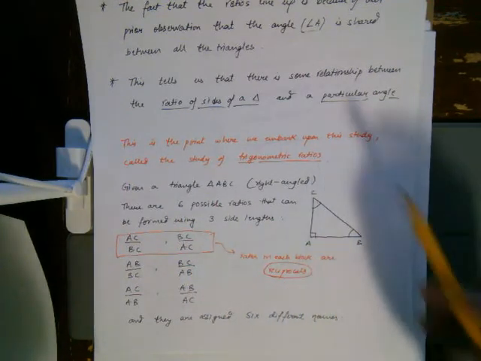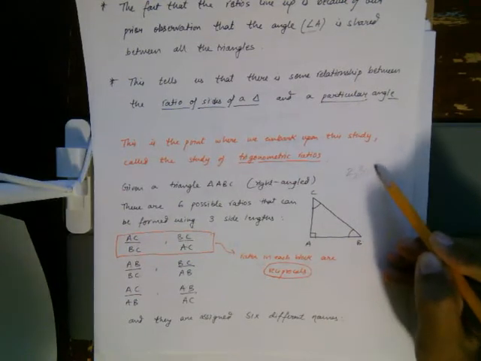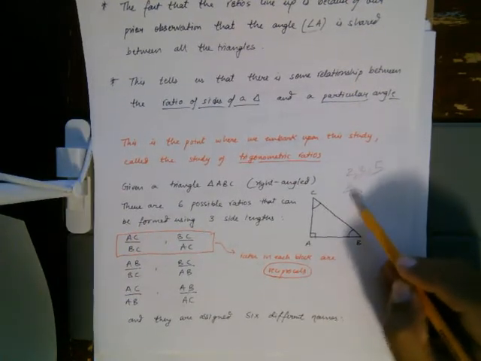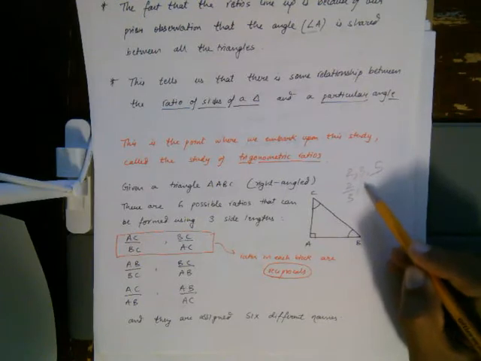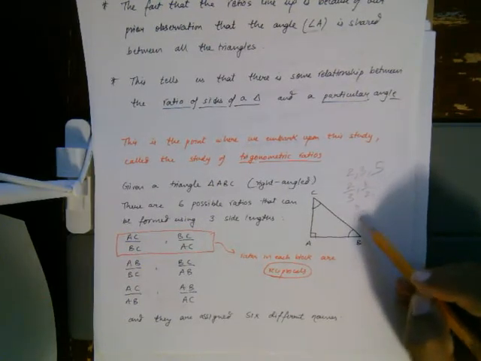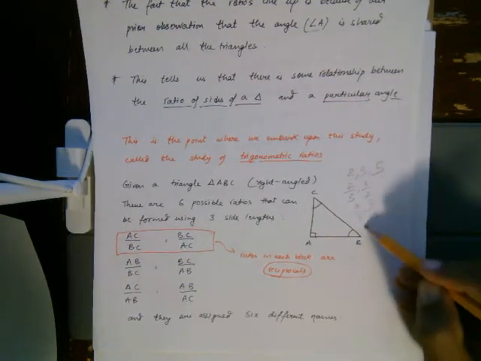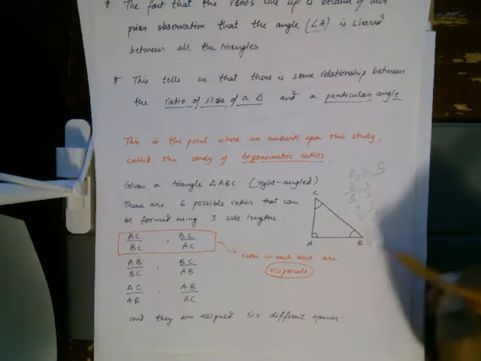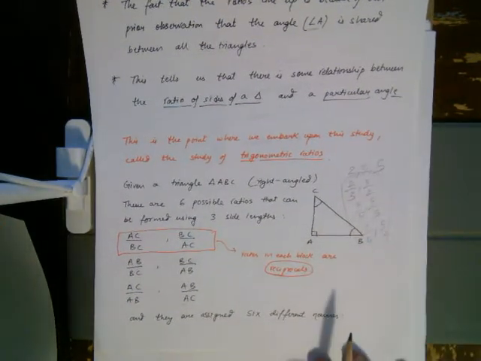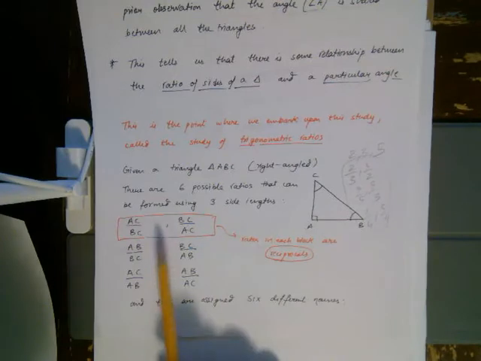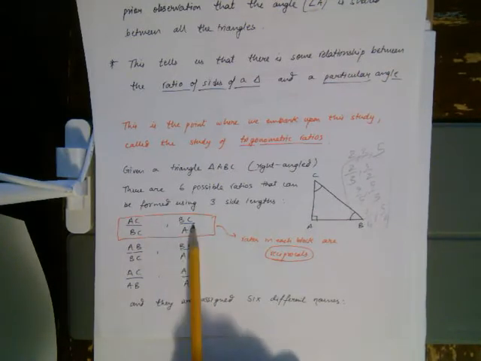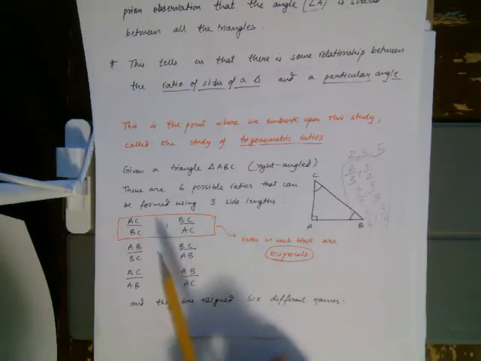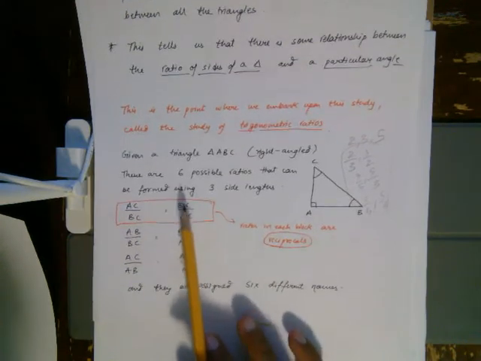Now given a right triangle ABC, there are 6 possible ratios that can be formed using 3 sides. Now think about it. If I give you 3 numbers, 2, 3, 5, how many ratios can you form? You can form 2 over 3, 3 over 2, 3 over 5, 5 over 3, or 2 over 5, 5 over 2. There's only 6 possible. In this block, each of these are reciprocals, meaning they are not exactly unique.